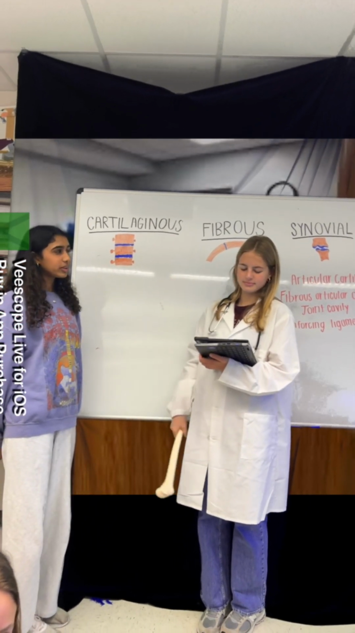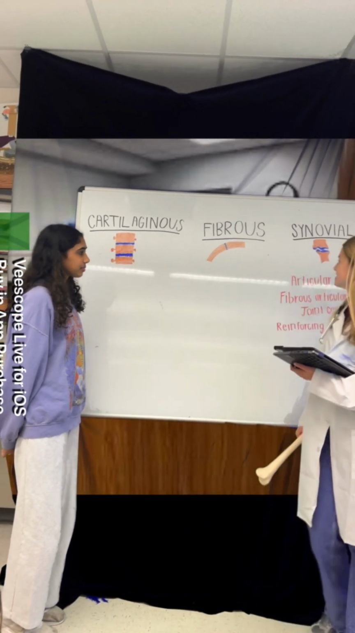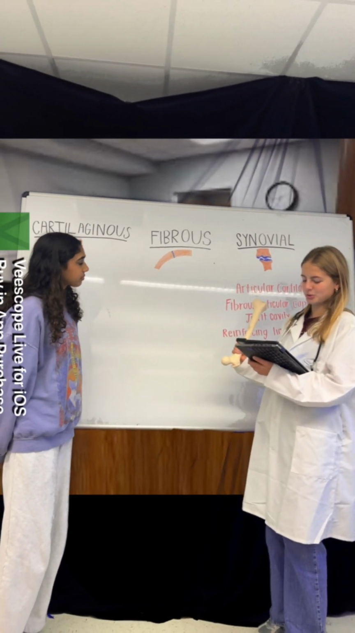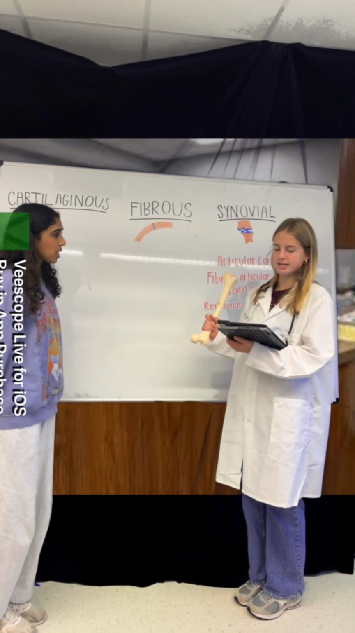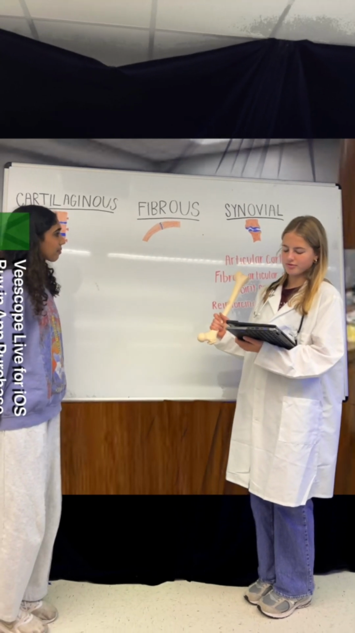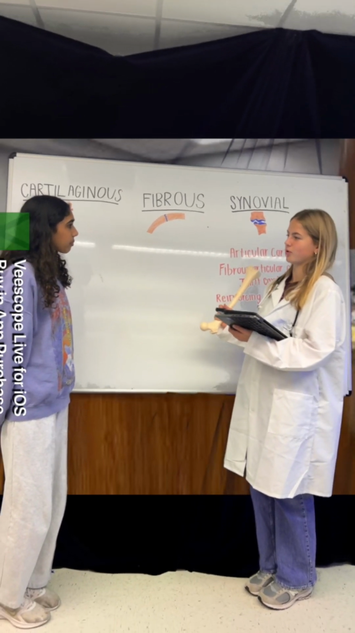Sounds good. I think there's still one more joint that you have to cover. Yes, the last type of joint is the synovial joint, which is when the articulating bone ends are separated by a joint cavity containing synovial fluid. Just an example of an elbow that has all these four qualities.